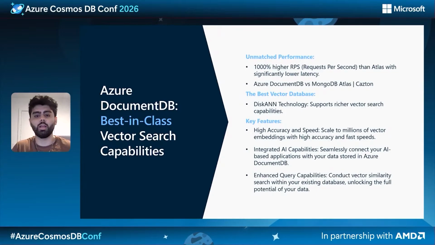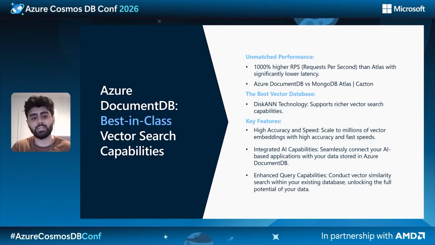And did I mention we have the best-in-class vector search? We have performed significantly better than any other MongoDB compatible database out there. There are so many benchmarks that have been reported about the performance with lower latency and higher RPS. We also have a Microsoft AI built-in vector indexing, which is the DiskANN technology, which supports richer vector search capabilities. So you get high accuracy and speed. You can scale up to millions of vector embeddings with high accuracy and fast speed.